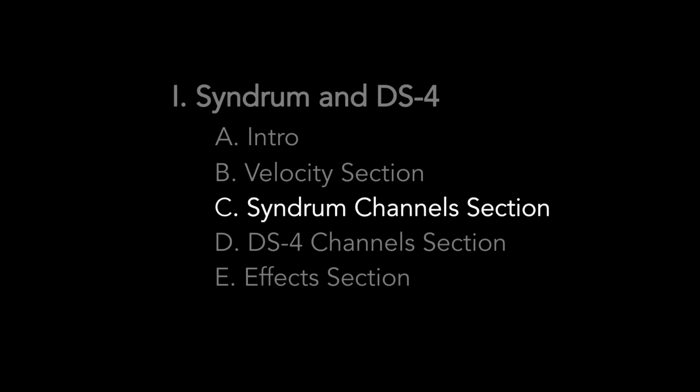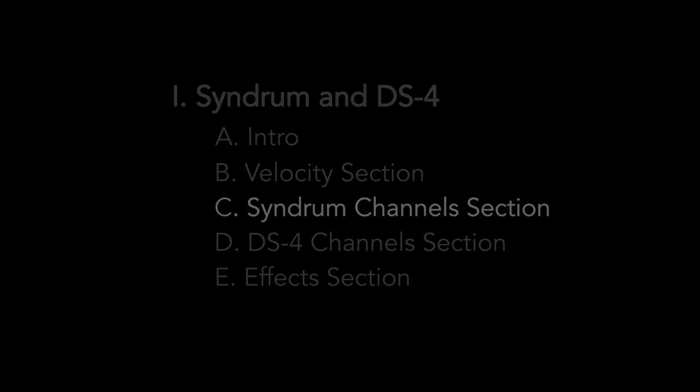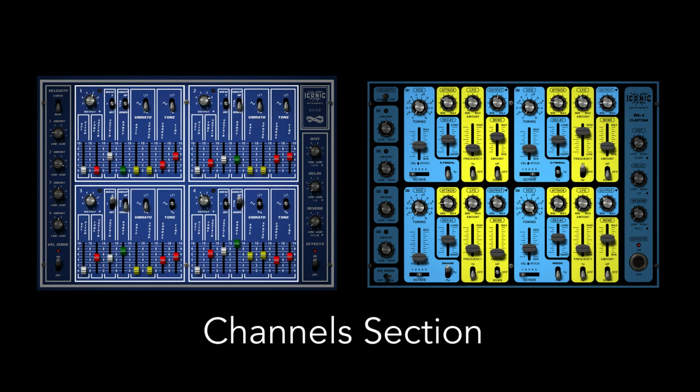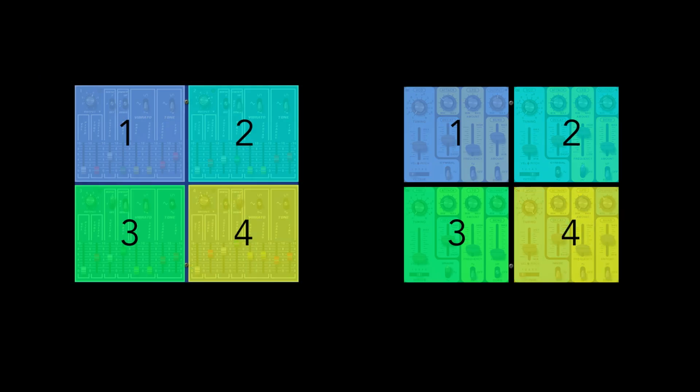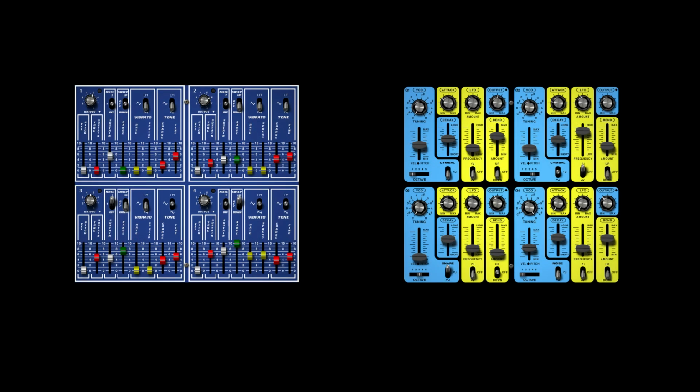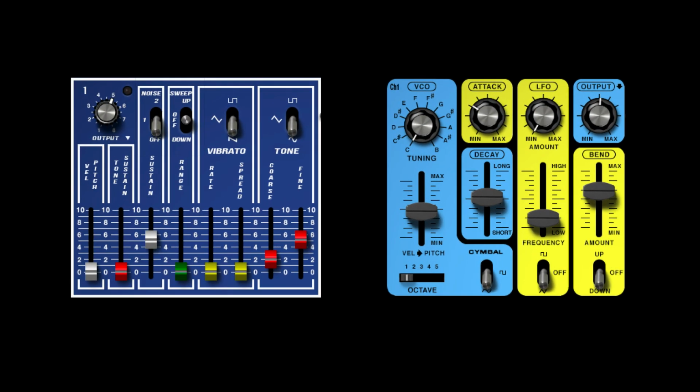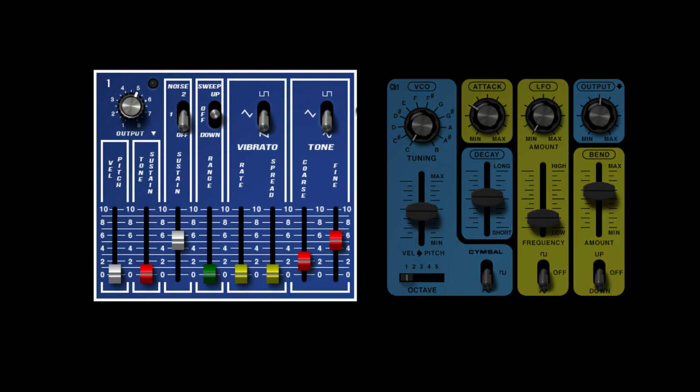The second section of these instruments is the channels section. The controls for the Syndrum and DS-4 are different from each other as they are in the original units. But in each instrument, channels 1 through 4 are identical. So we'll just go over the controls for one channel in each instrument. So let's start with the Syndrum.